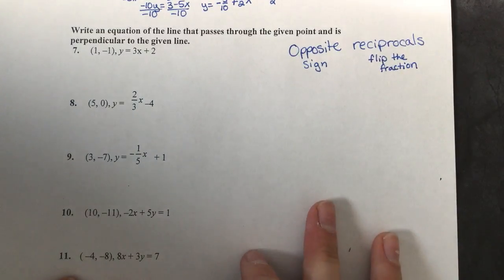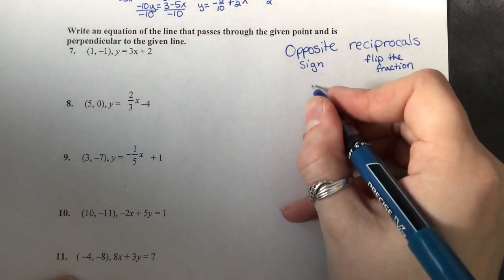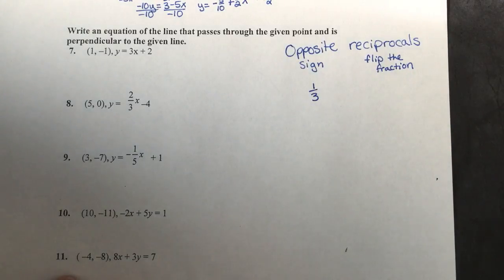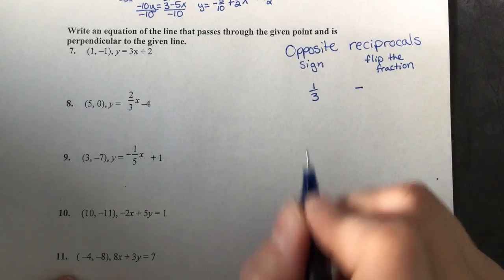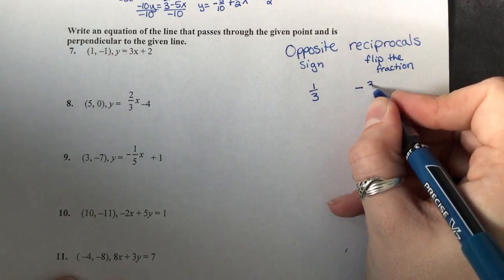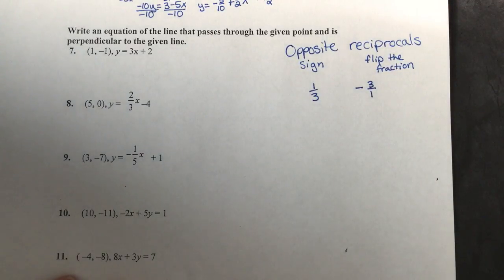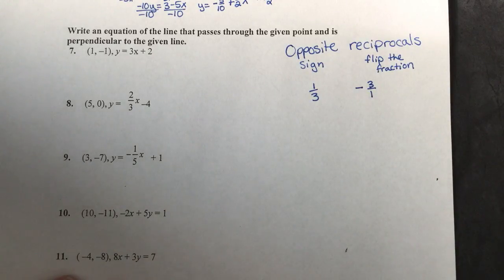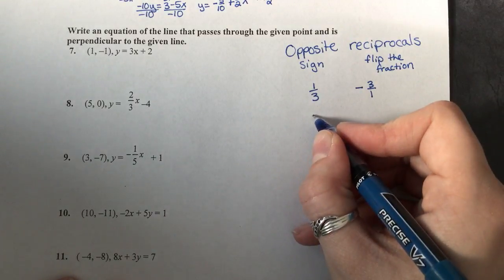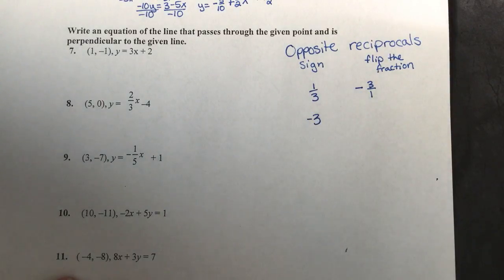Okay, let's do a couple examples. So we start with 1/3. The opposite reciprocal, the opposite would be negative. The reciprocal would be 3/1. Okay, so these two slopes, if they had lines, would be perpendicular to each other, meaning they would meet at a right angle.